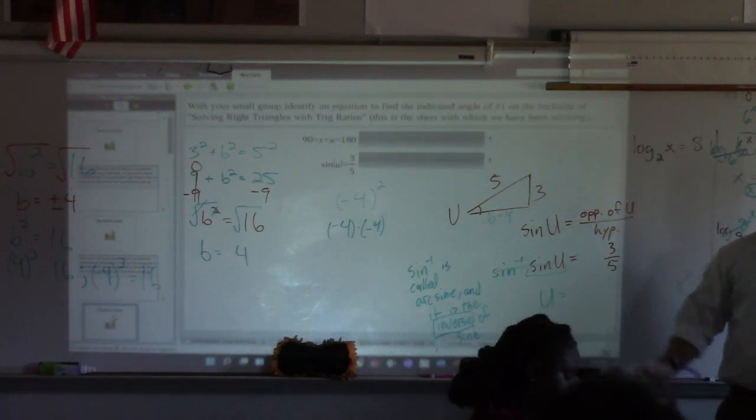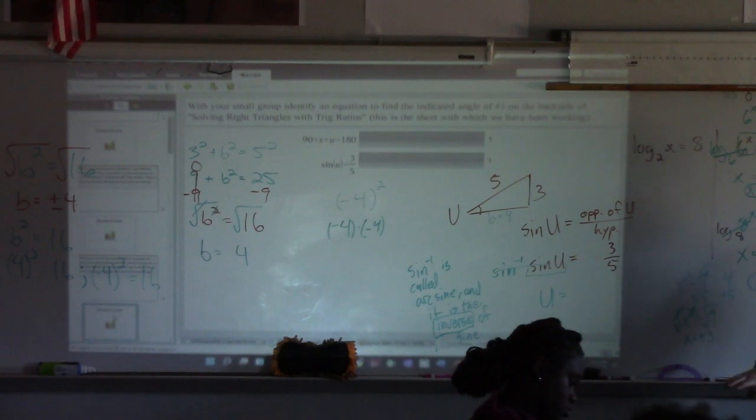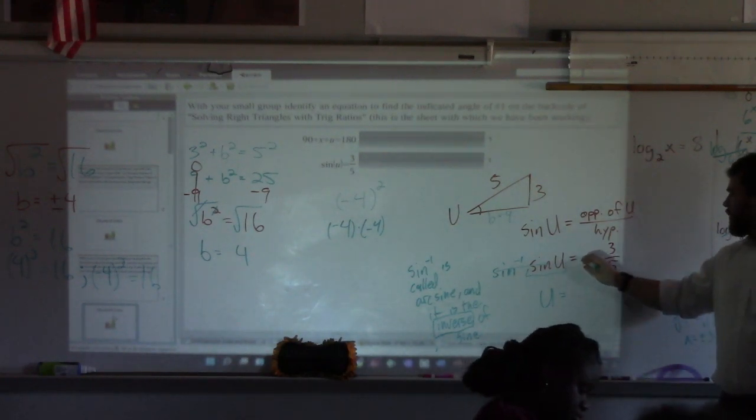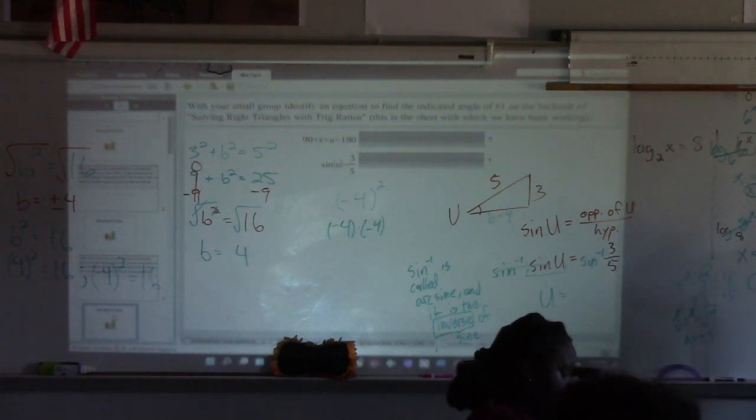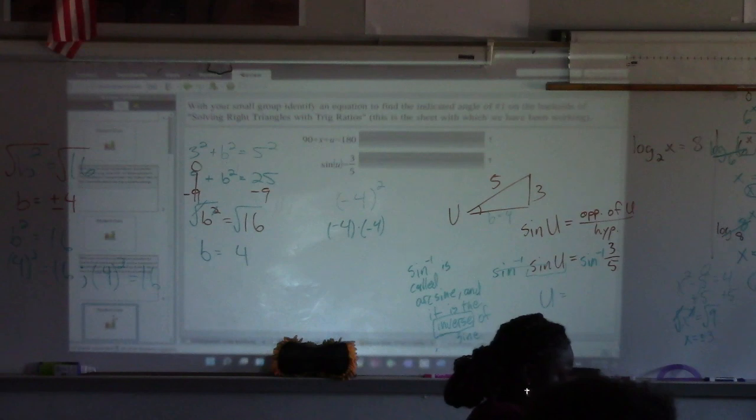But don't forget, whatever I do to one side of the equation, I have to do to the other. I haven't done that yet, have I? Nope. So I take arc sine over here, and guess what? There is no way I would ever expect you to know arc sine of 3/5 off the top of your head. So how are we going to do it?